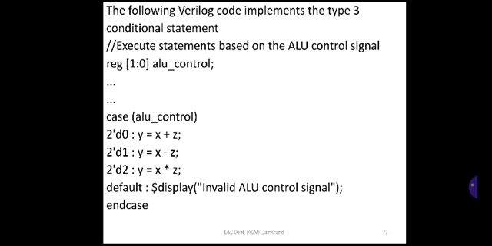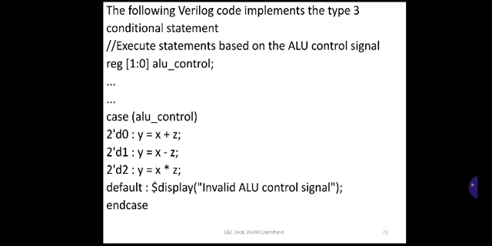If your ALU control signal is 1 0, that is decimal 2, then 2'd2, this alternative is checked. When you compare, if it is found true, then y is equal to x into z, this statement is executed.